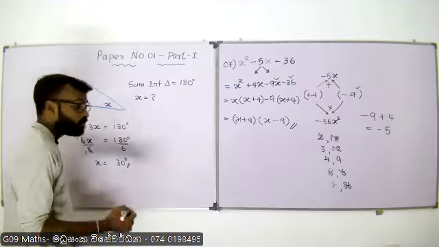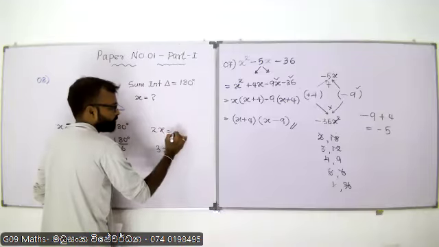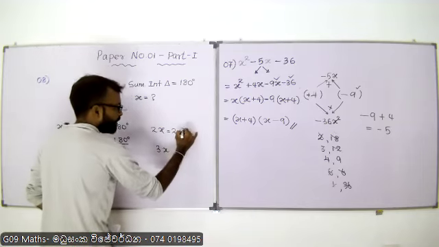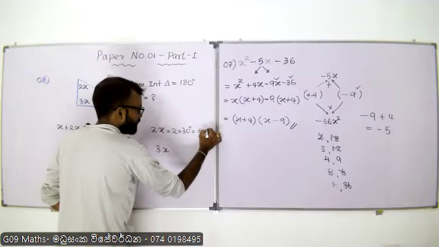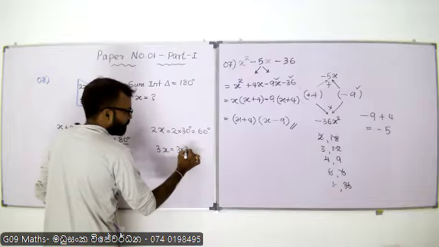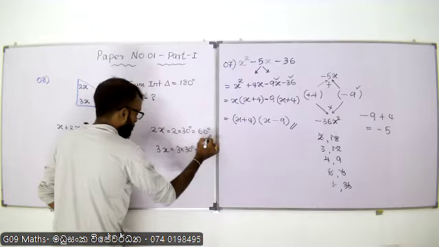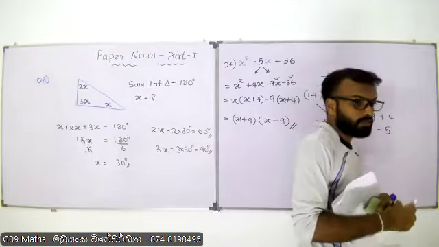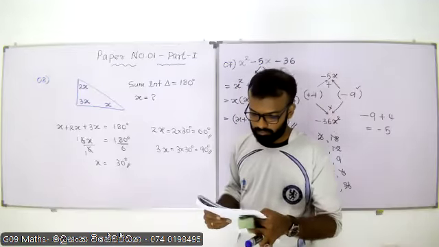If they ask you to find the value of 2x and the value of 3x, what are you going to do? 2 multiplied by x. They haven't asked this, but I am going to explain it to you. 2 times 30 is 60 degrees. 3 multiplied by 30 degrees is 90 degrees. So if they ask you to find the other values, you still have to use this method as well. That is a complete task.